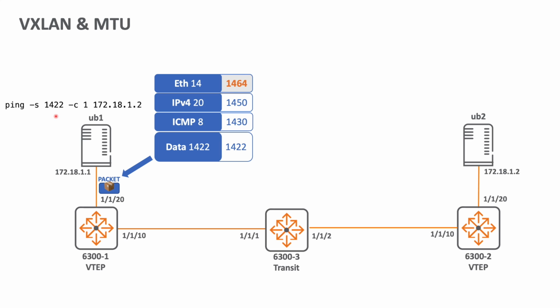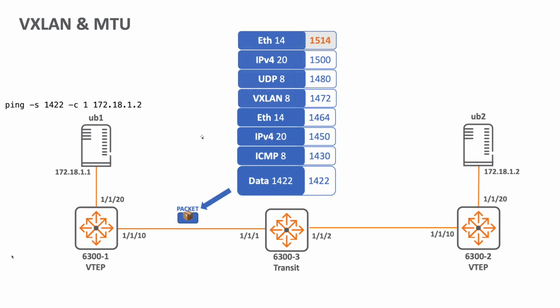If we want to send a ping which is the maximum that we can get through with VXLAN encapsulation, the size is 1422. The way that we work that out is that when it's encapsulated, the 1422 has the ICMP, the IPv4 header, the Ethernet header, the VXLAN, the UDP, and then the outer IPv4 header, which makes 1500 bytes.